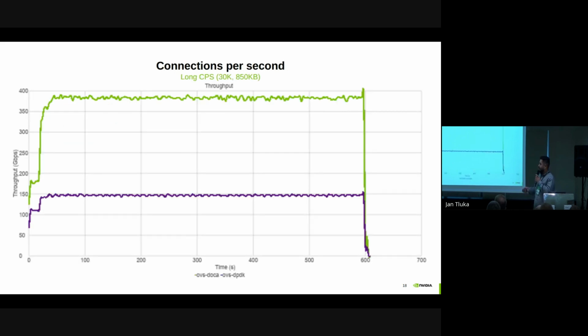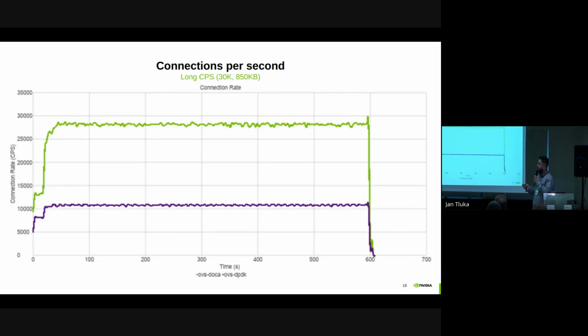So here we see that OVS DPDK is capped at around 150 gigabits per second throughout the whole test, while OVS DOCA is 2.5 times better in terms of throughput, reaching a line rate of almost 400 gigabits throughout the whole 10 minutes. We can see the same sequence also in connection rate, which is the rate of opening and closing of connections. OVS DPDK is capped at around 12,000 connections per second, while OVS DOCA is also 2.5 times better, at around 28K.